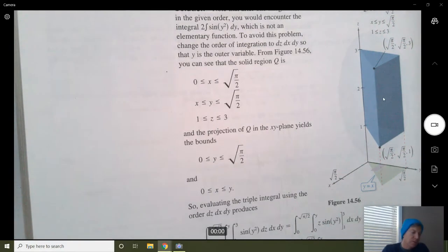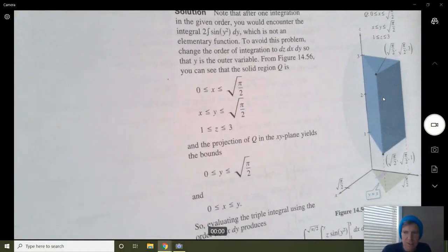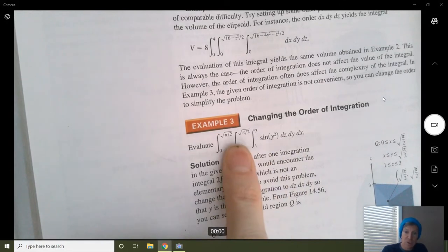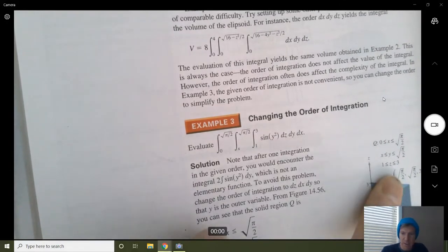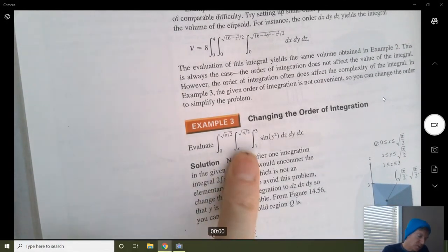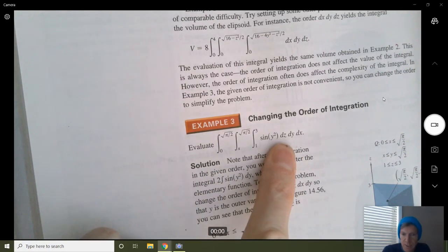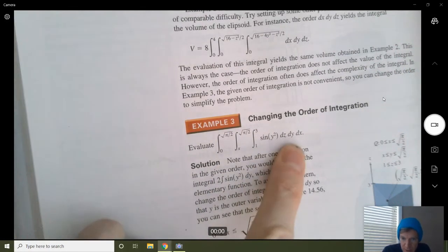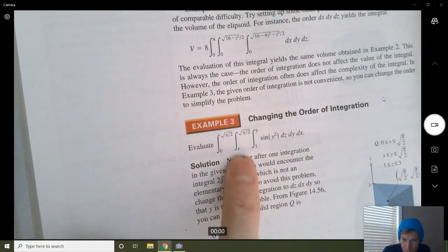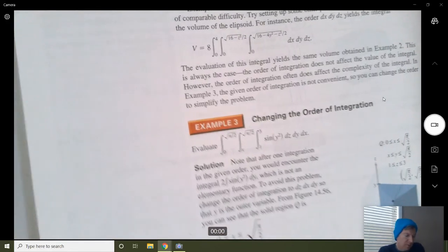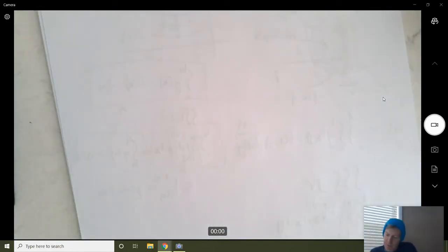So this original question is just this. From this, you should be able to draw this solid. So let's just write this down and think through how we do that. Your z goes from 1 to 3. And then your y goes from x to root pi over 2, and x goes from 0 to root pi over 2. Okay, so let's write that down.